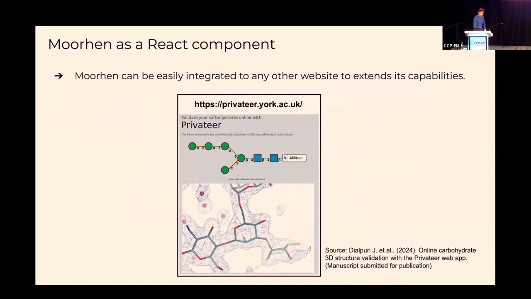And then we also have it as a React component, but this is essentially for developers that may want to introduce Moorhen in their app. For instance, this is work by Jordan at the University of York. They have a Privateer web server, and as I said, we offer Moorhen as a React component, so you can just insert it in your service. In this Privateer web server, they just put a small window where you can look at the output using Moorhen, and they have Moorhen running there.